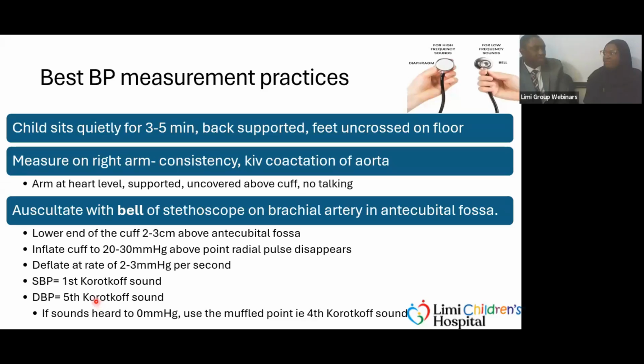But if we've measured blood pressure very often, there are times that you keep hearing the sound, even up to 0 millimeters of mercury. In that case, you use where it muffles, which is the fourth Korotkoff sound.